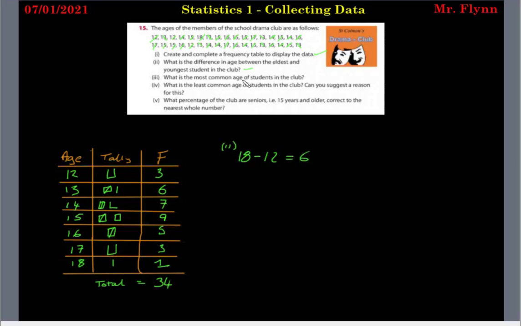What is the most common age? Right, remember, most common is another word for the mode. Well, what's the highest frequency in this here? Well, we've got 9 is the largest frequency, and that accounts for our 15-year-olds. So the most common age is 15-year-olds. All right. What is the least common age? Well, that is the smallest frequency, which is 1, so 18 years.